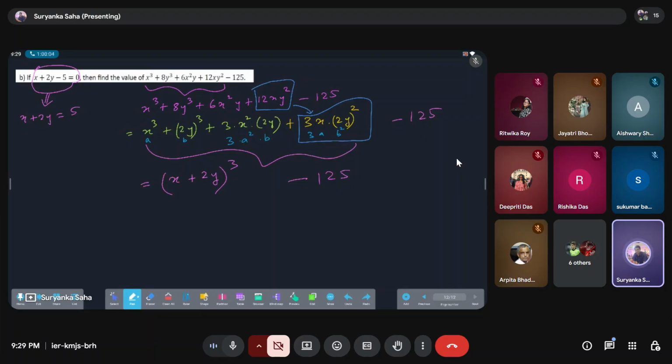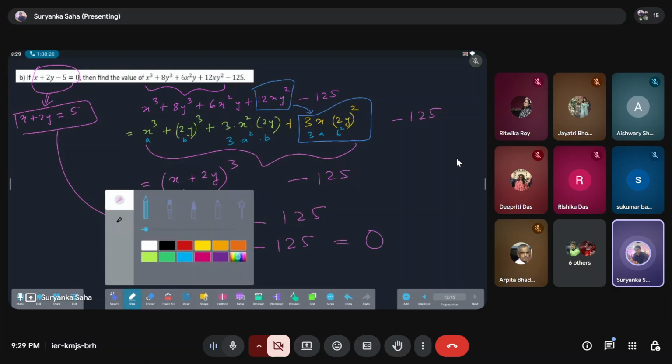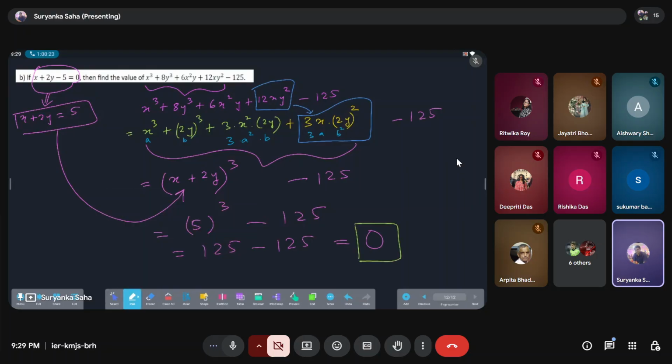You just put the value over here. This value you put over here. So it will be 5 cube minus 125. So it will be 125 minus 125. It will give you a big 0. Chalo. So this is your answer. I hope it is clear. Clear है कि नहीं बोलो बेटा? Excellent. Chalo, excellent.